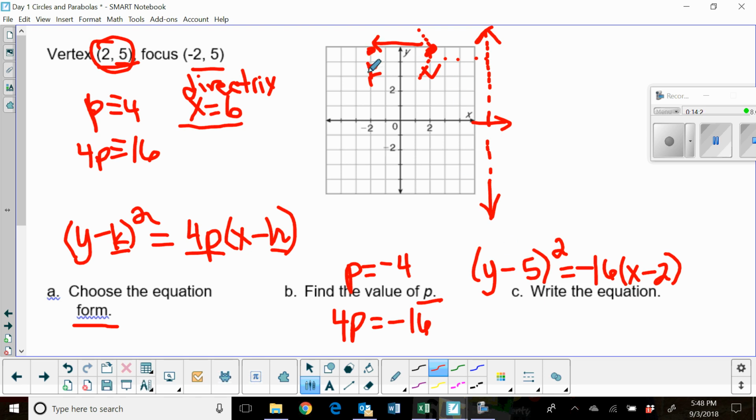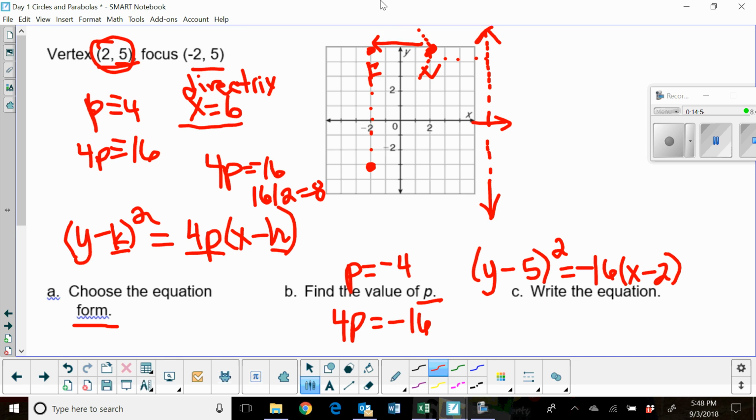Now, to actually graph it, I can use the fact that I have the focus. I can now go down 8. Now, where am I getting 8? Remember, 4P is the length of what we call the latus rectum, which is -16. To count that, we're going to take that 16 and divide it by 2 to get 8, because that length is going to be 16. So I'm going to go down 8: 1, 2, 3, 4, 5, 6, 7, 8. And this point right here is a point on the graph.